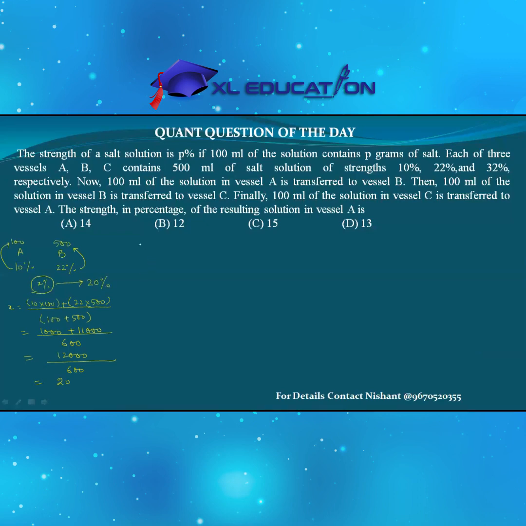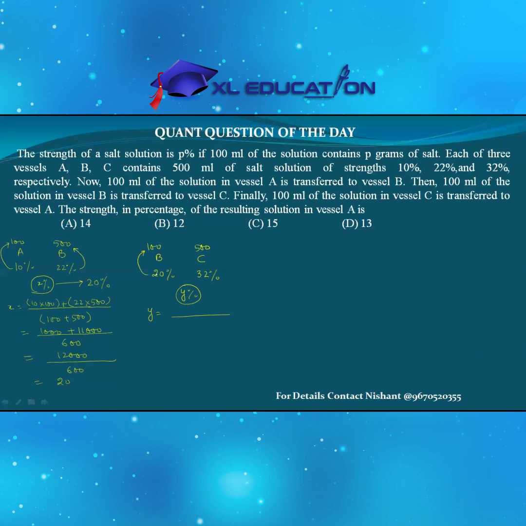Now the question says 100 ml of solution in B is transferred to C. So we will make an alligation for B and C. Concentration of this is 20% and concentration of C is 32%. We are taking 100 ml of this and we are mixing to 500 ml of C. Let the resulting concentration of solution be some Y%. Now we can calculate the value of Y again by using the same concept that we used earlier.